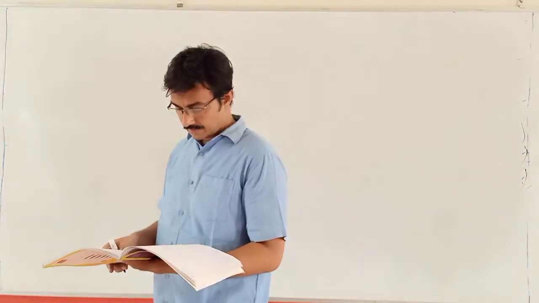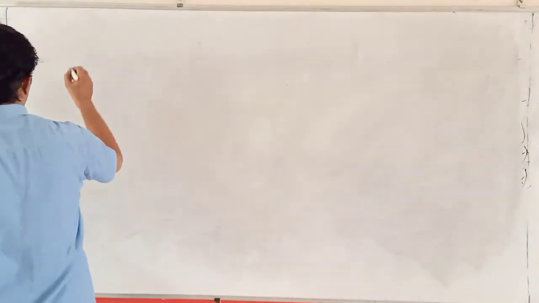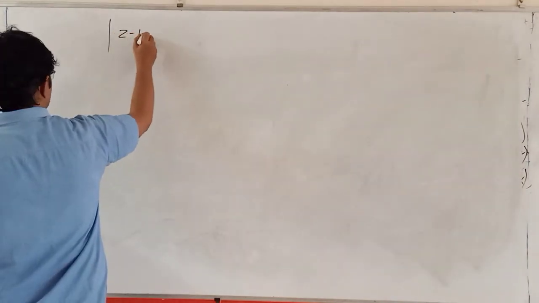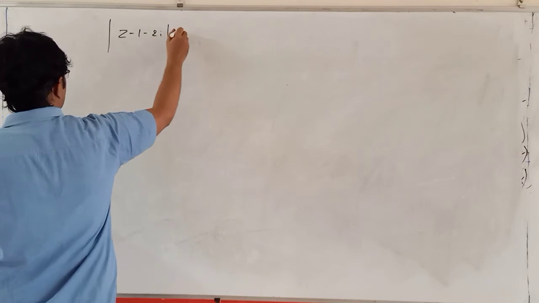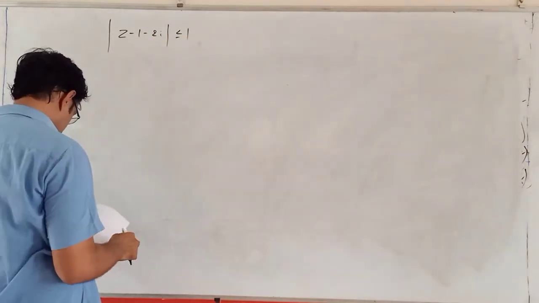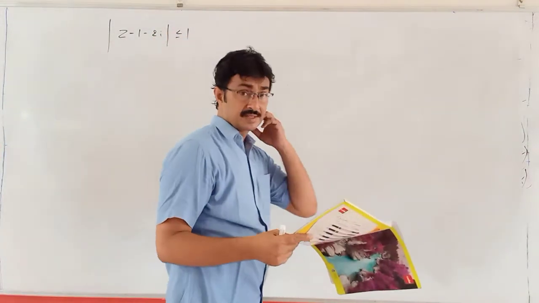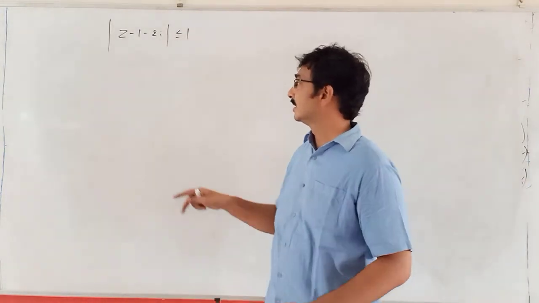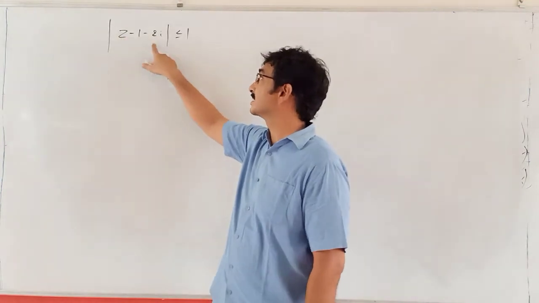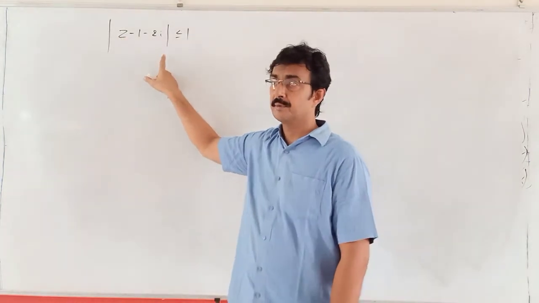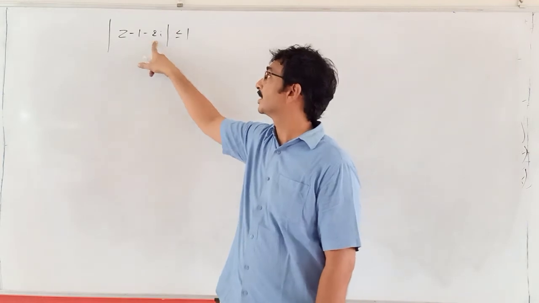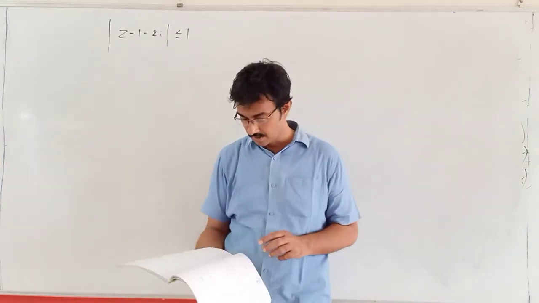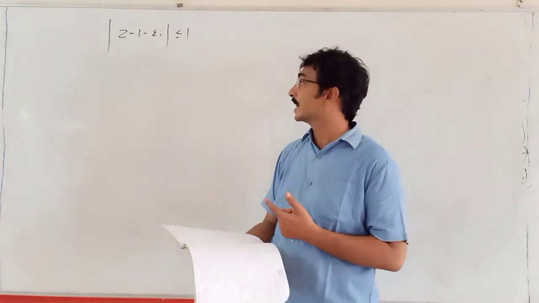Next, see passage. Passage 1. If modulus of z minus 1 minus 2i is less than or equal to 1, then first one, center of the locus of that circle. Clearly, because this is in the form of modulus of z minus z1 equal to some constant, it represents a circle with center 1 comma 2 and radius 1. What is the center of the circle? Clearly 1 comma 2. What is the radius of the circle? Clearly 1.